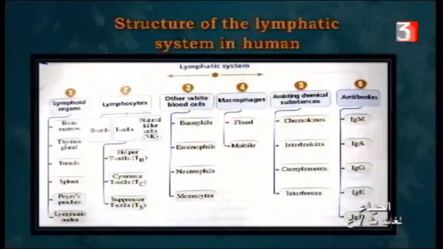The lymphatic system in human includes lymphoid organs, lymphocytes, other white blood cells, macrophages, assisting chemical substances, and antibodies. Now we will describe the lymphatic system. It is the system responsible for immunity. If we talk about immunity, we must equate it with the lymphatic system.